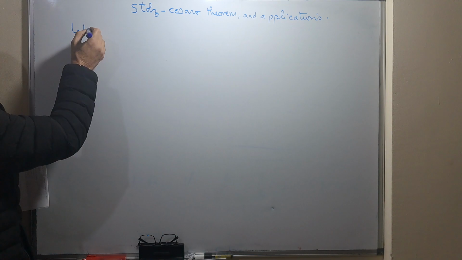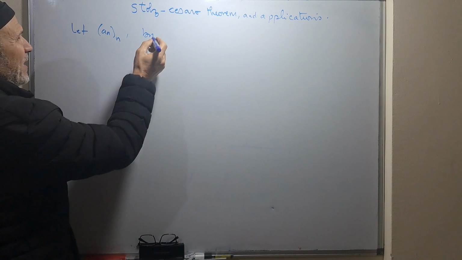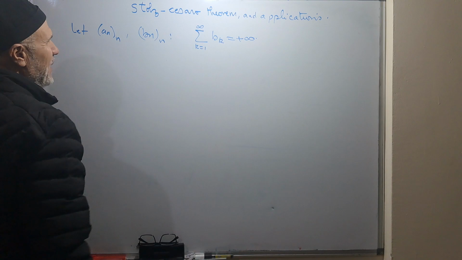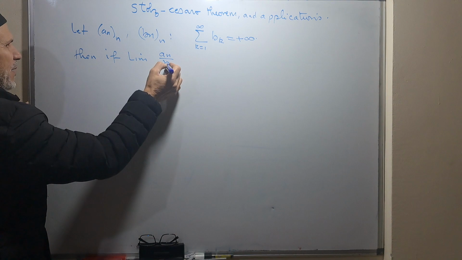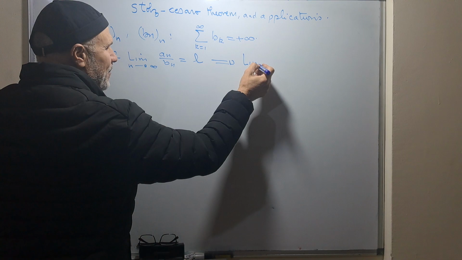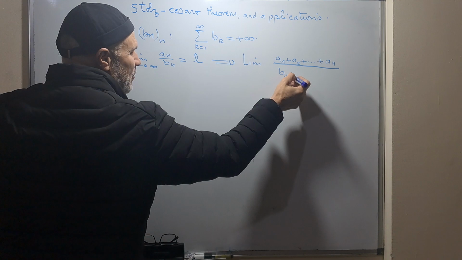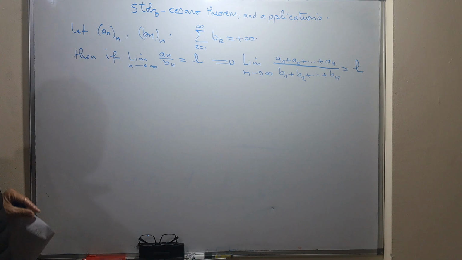Let an be a real sequence and bn be a positive sequence such that the sum from k equal 1 to plus infinity of bk is equal to plus infinity. Then if the limit of an over bn when n goes to plus infinity is equal to l, this implies that the limit of a1 plus a2 plus ... plus an divided by b1 plus b2 plus ... plus bn when n goes to plus infinity is equal to l. This is the most general one.